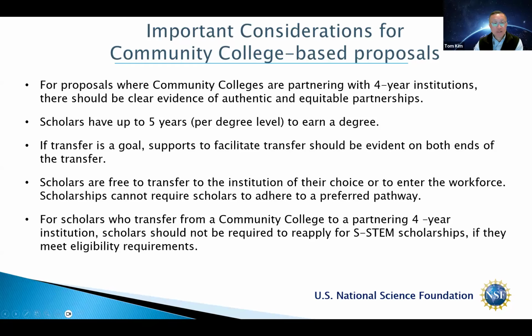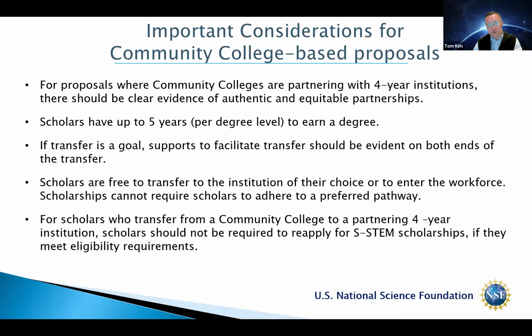I do also want to point out that scholars have up to 5 years to earn a degree at each respective degree level. So if there's a partnership between an associate's level institution and a baccalaureate institution, that's 5 years per. So the total could span 10 years. Obviously, the grant only lasts 6, so there's a limitation there, but you have flexibility with respect to the duration of the support that you're actually planning to give to the scholars.